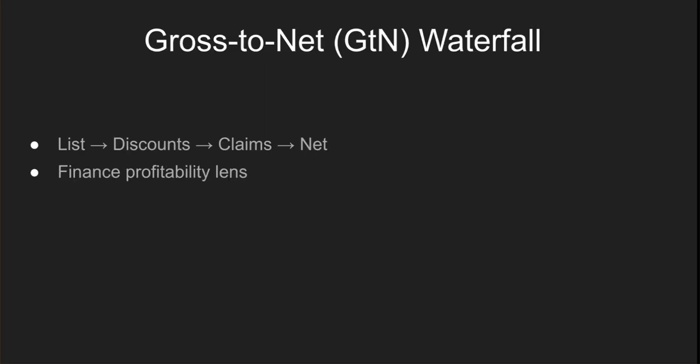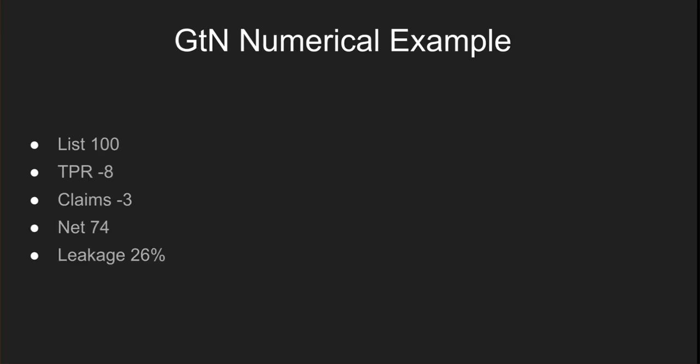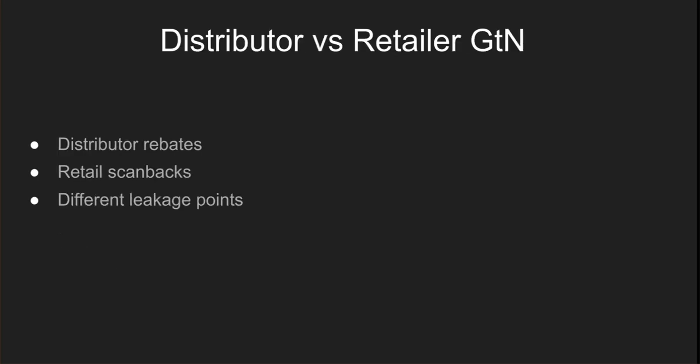Let's talk about what gross to net is in the waterfall. Gross to net shows how the list price is reduced by discounts, rebates, claims, and trade spend. Finance uses this to track leakage as well. Let's talk about GTN with numbers. Let's take an example. List price is 100, the TPR is 8 and the claim is 3. Then the net equals 74, and in this case we have 26% leakage.